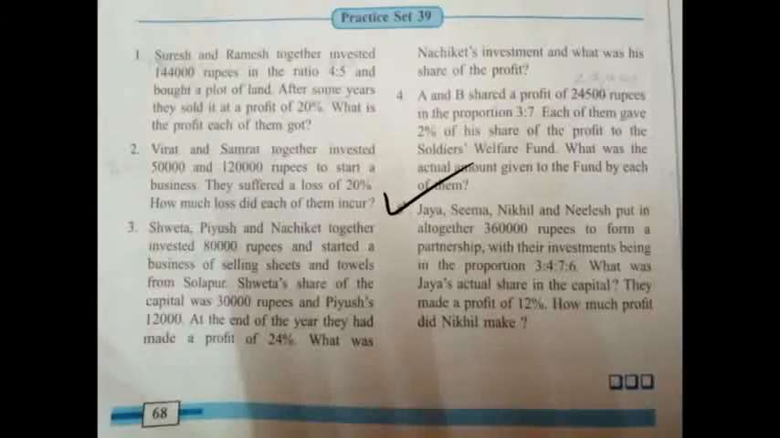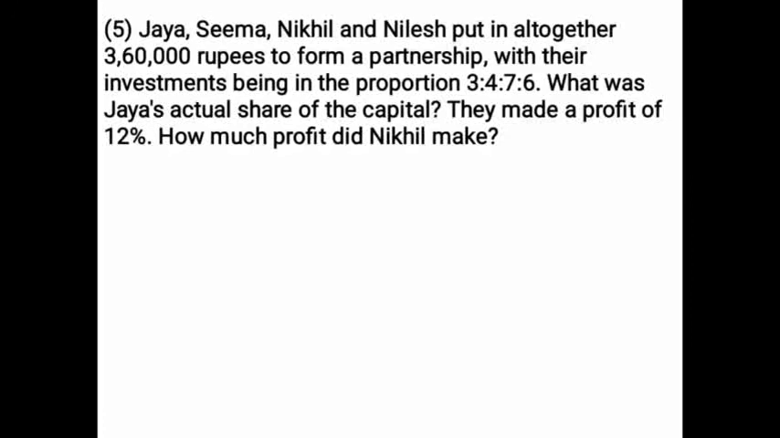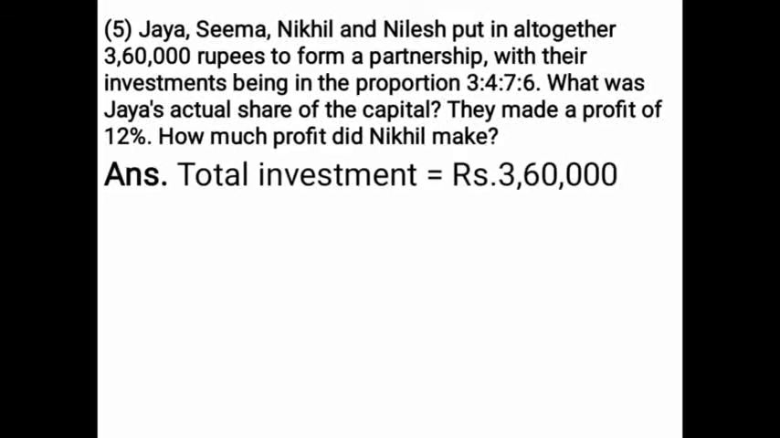Next, Jaya, Seema, Nikhil and Nilesh put in altogether 3,60,000 rupees to form a partnership with their investments being in the proportion 3:4:7:6. What was Jaya's actual share in the capital? They made a profit of 12%. How much profit did Nikhil make? The given four names have invested rupees 3,60,000, so it will be the total investment. Statement you have to write: total investment is equal to rupees 3,60,000.